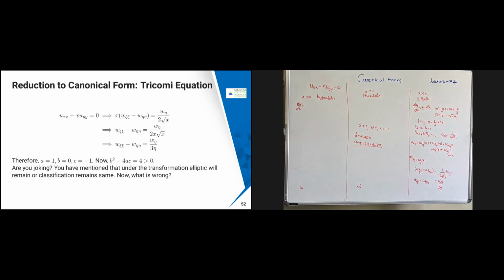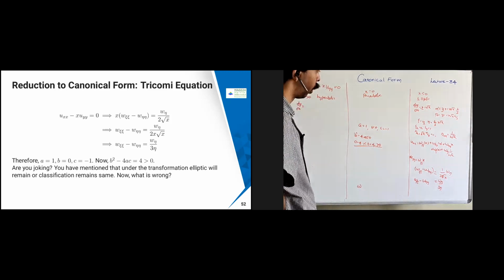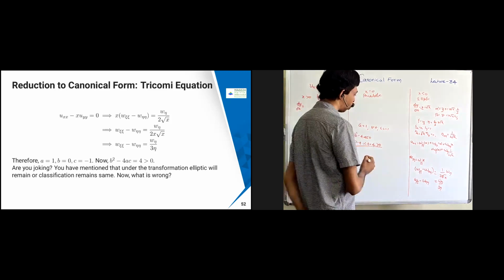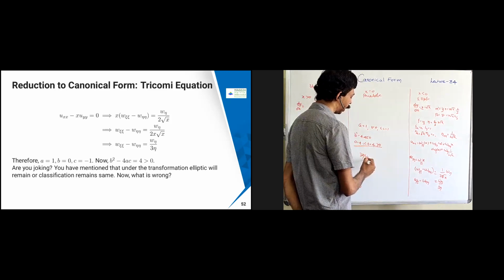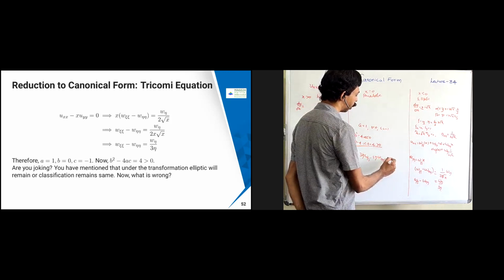Sir, after transformation, we will get the canonical form in the form of a w chi chi plus b w chi eta plus c into w eta eta is equal to 0. Here we get w eta. Yeah, you are almost there. See, what we have is we have to see this one: 3 eta into w chi chi minus 3 eta into w eta eta equal to w eta. So this one you have to consider.